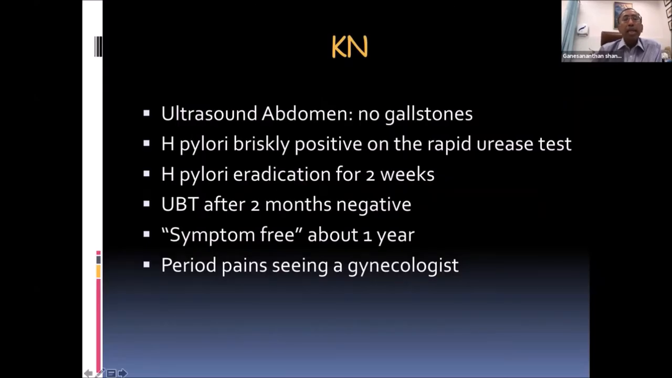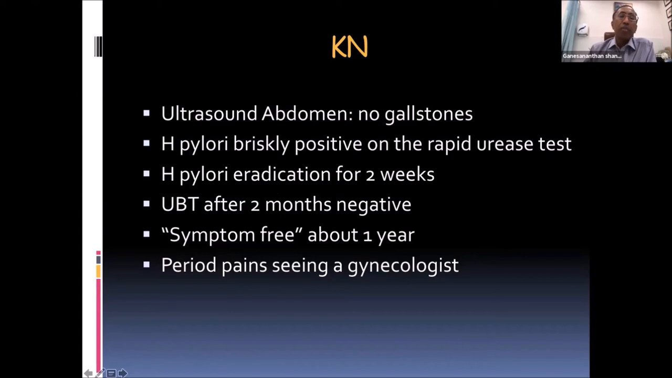So this lady has Helicobacter pylori positive on the rapid urease test. That's a quick test that we do. We take two or three or four biopsies of the mucosa and put them in this container, that is the rapid urease test, and we see whether the test is positive. And the test was positive.